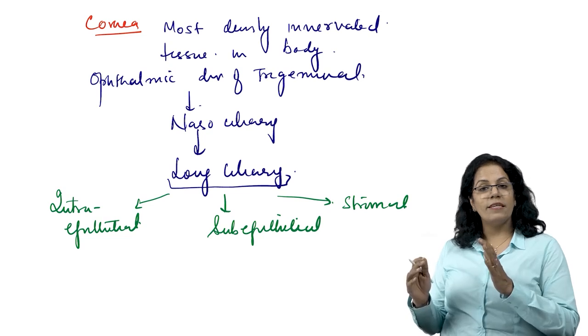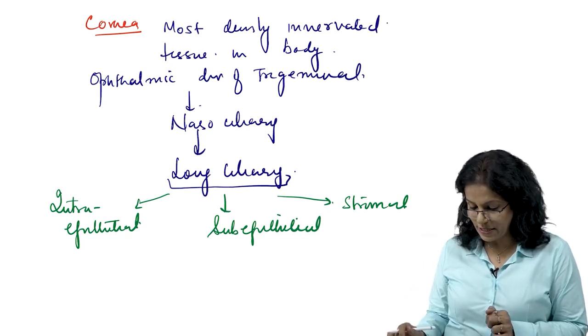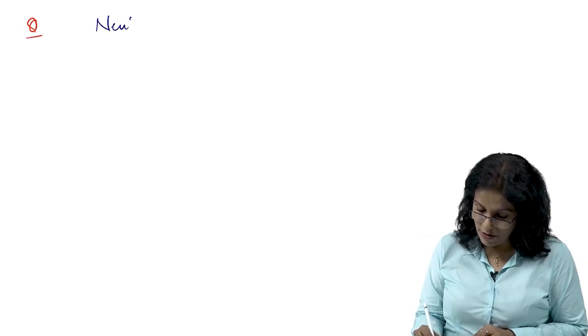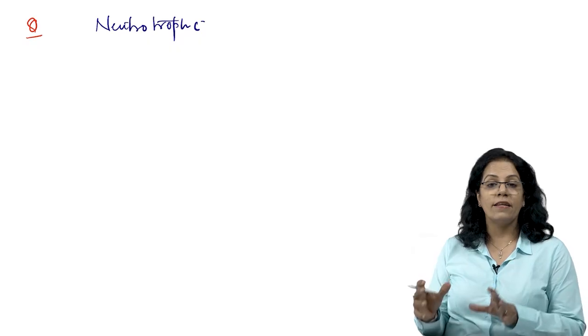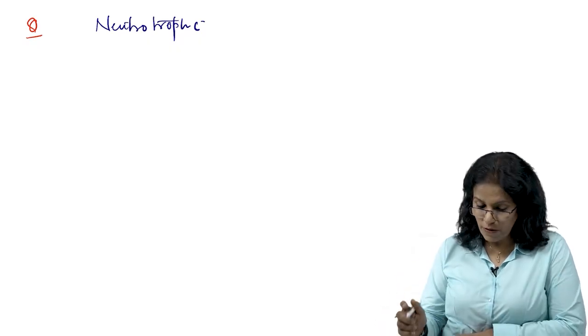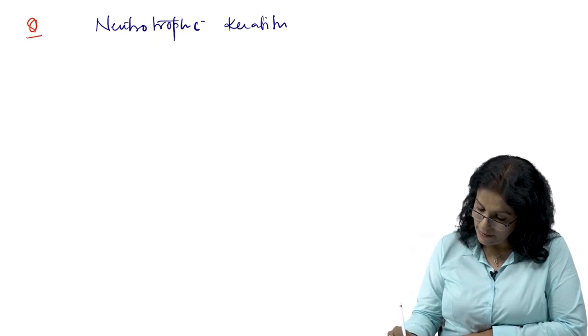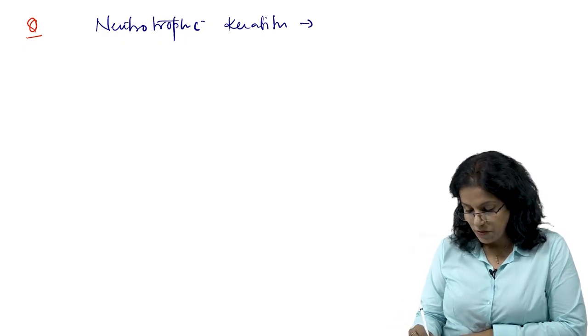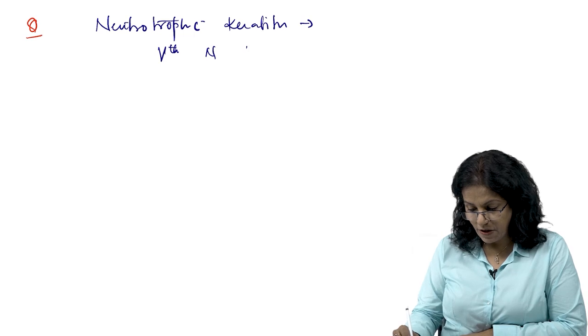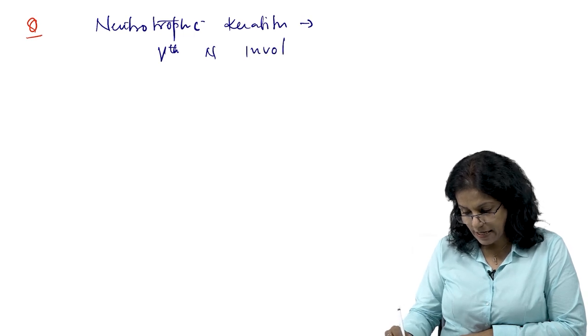Okay, once we know this, it reminds me of a very important question here. What is neurotrophic keratitis? What is neuroparalytic keratitis? We will first put the exam question. These are asked in the exam. When you talk about neurotrophic, we are saying this will happen if this nerve supply, that is the trigeminal nerve supply, is gone. Okay, so neurotrophic keratitis is due to the fifth nerve. It is the fifth nerve involvement which leads to neurotrophic keratitis.